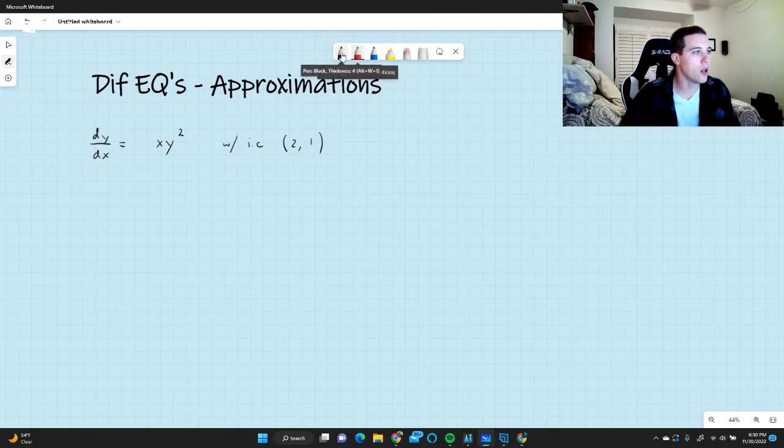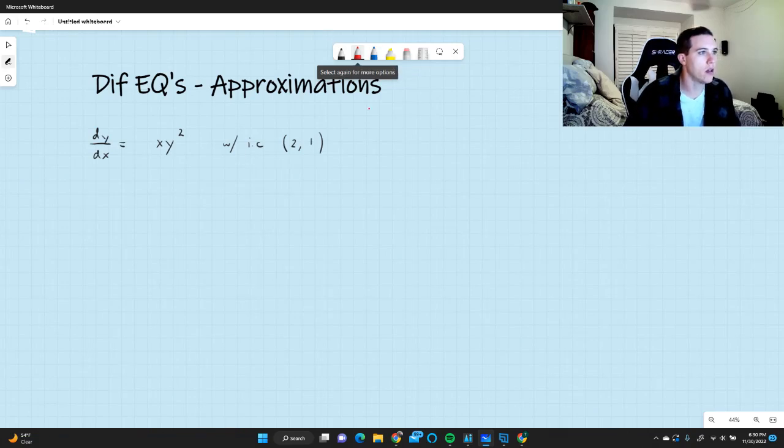So I will do two examples. One of them we will do with a differential equation that's separable so that we can actually see the answer and see how good our approximations were. And then the other one we will do with one that's not separable, which is the whole reason why these approximations exist. Okay, I'll try to go pretty quick.